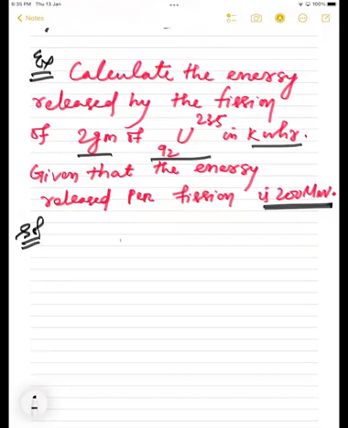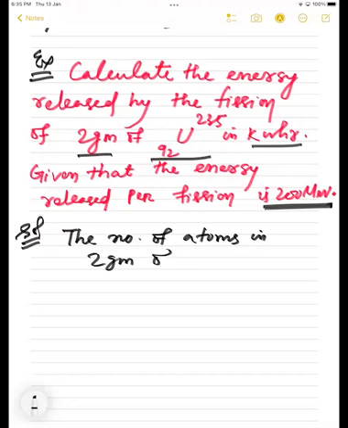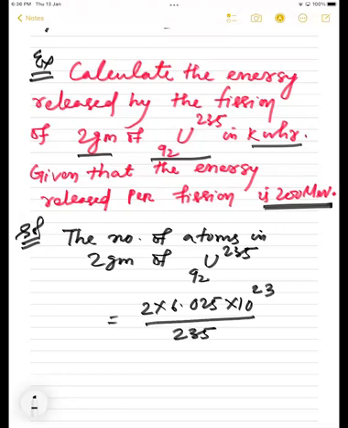So students, number of atoms. Let's first calculate the number of atoms in 2 gram of uranium, right? By applying the Avogadro's number concept, the number of atoms in 2 gram of uranium 92 235, that is equal to how much? 2 into 6.025 into 10 to the power 23 divided by 235. This many atoms, right?